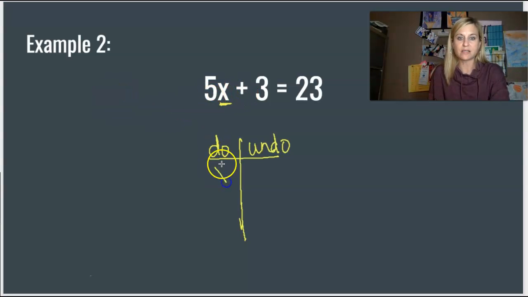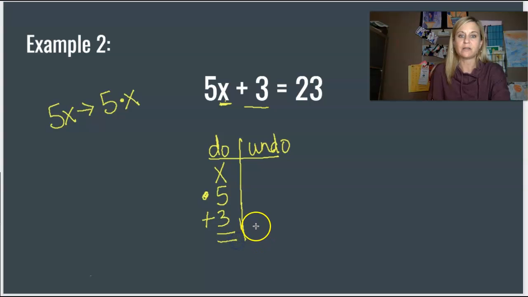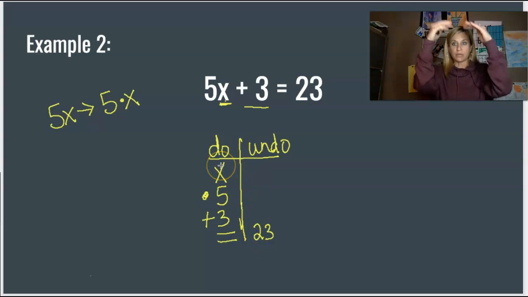So we started with X by itself, and when you have a number like 5X, a number next to a letter, that means 5 times X, right? So X is being multiplied by 5. So we're going to write that down. The next step is we added 3. And then we're going to put our equal sign down here. That equals 23.